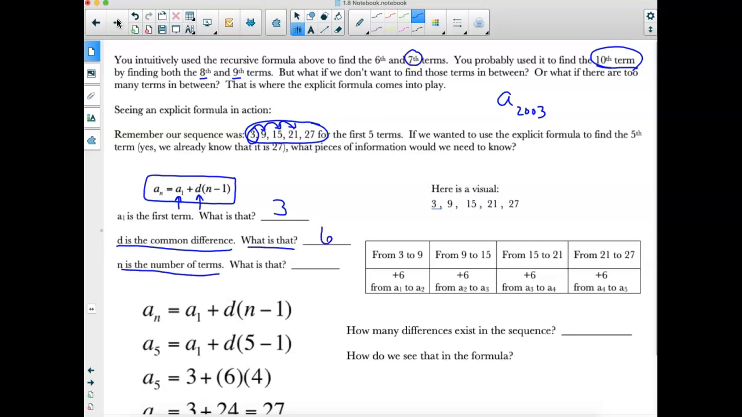N is the number of terms. How many terms are in this particular sequence right here? There's 1, 2, 3, 4, 5 terms in that sequence.